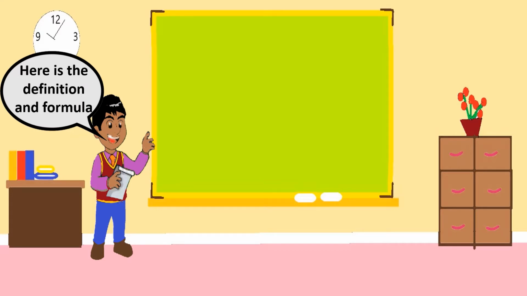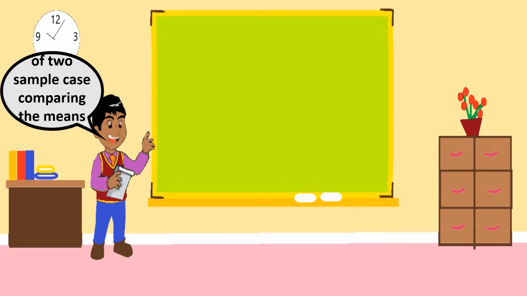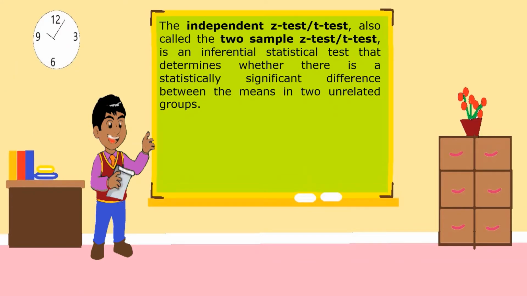Here is the definition and formula of two sample case comparing the means. The independent z-test or t-test, also called two-sample z-test or t-test, is an inferential statistical test that determines whether there is a statistically significant difference between the means in two unrelated groups.